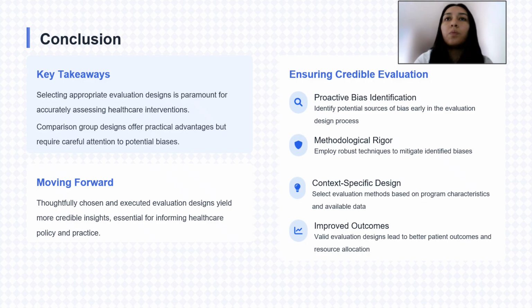So to conclude our presentation on Chapter 7, choosing the right evaluation design is crucial for accurately assessing healthcare programs. Comparison group designs are flexible and practical, but they require careful attention to bias and data quality. And when we apply these methods properly, our evaluations become more trustworthy and policy relevant. In the end, credible evaluations lead to better resource allocation and ultimately better patient outcomes.